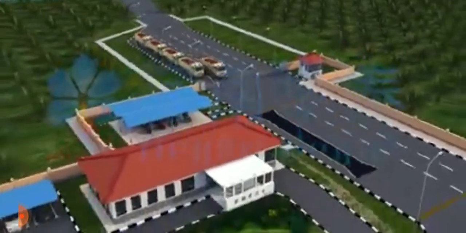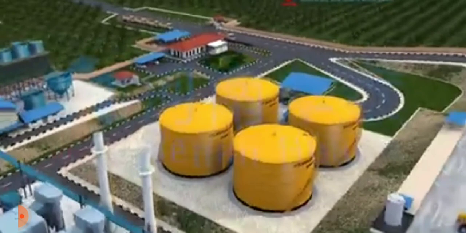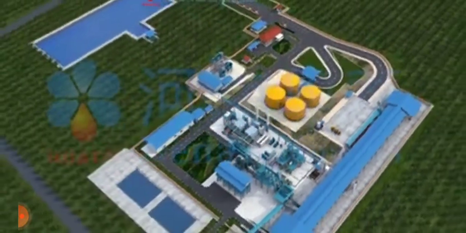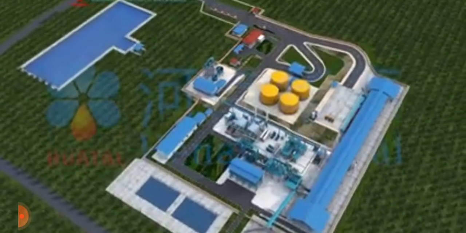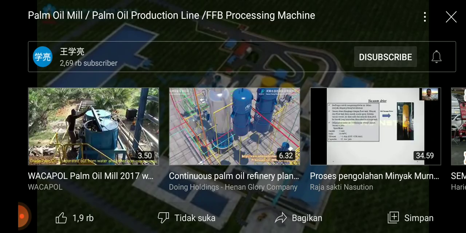The whole plant realizes electric power self-supply by recycling by-products, reducing production cost and achieving environmental and efficient production targets.